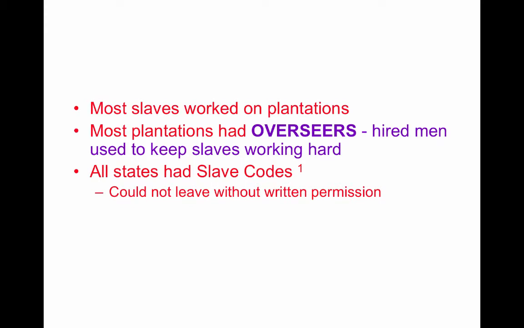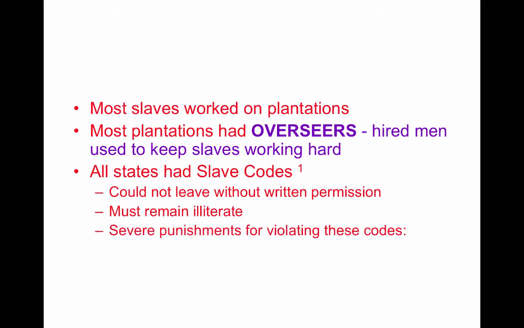Slaves could not leave without written permission. This is part of the slave codes. They must remain illiterate. They can't learn how to read or write. And there was severe punishment for violations of any of these codes. For instance, a minor offense meant that you would be whipped. And we're talking about you would be hung up and whipped. So you can't get away from it.